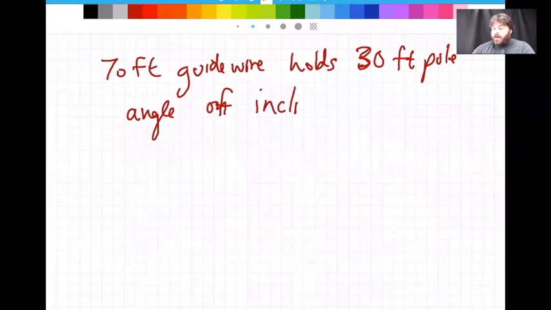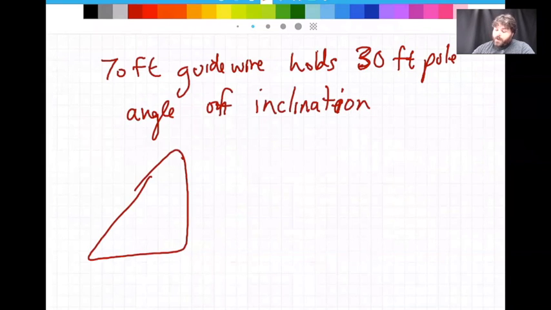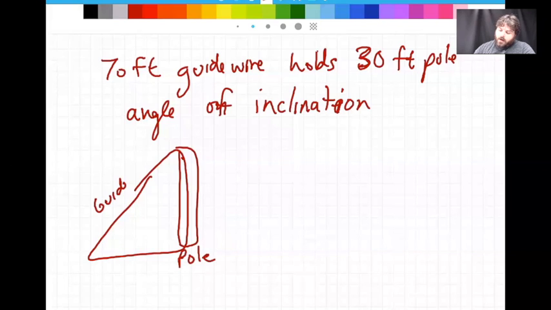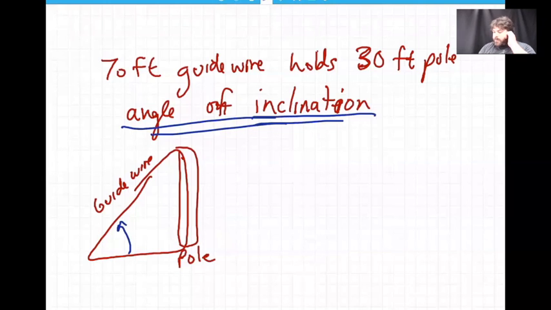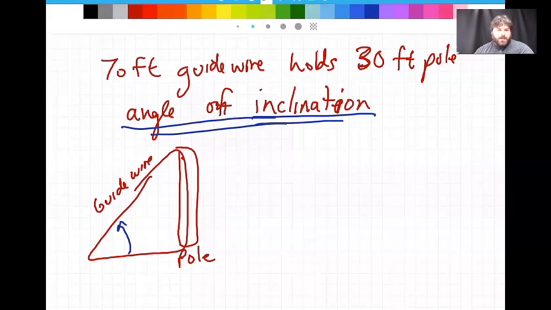Well, we better talk about inclination and declination first. All right, so if you've got something like this, which is actually what we have, we've got this pole, right? We got this guide wire. The angle of inclination is right here. I'm going to do this in a purple color so you see it. That's the angle of inclination. It's basically the angle from the ground up to the guide wire. That's what we call inclination.